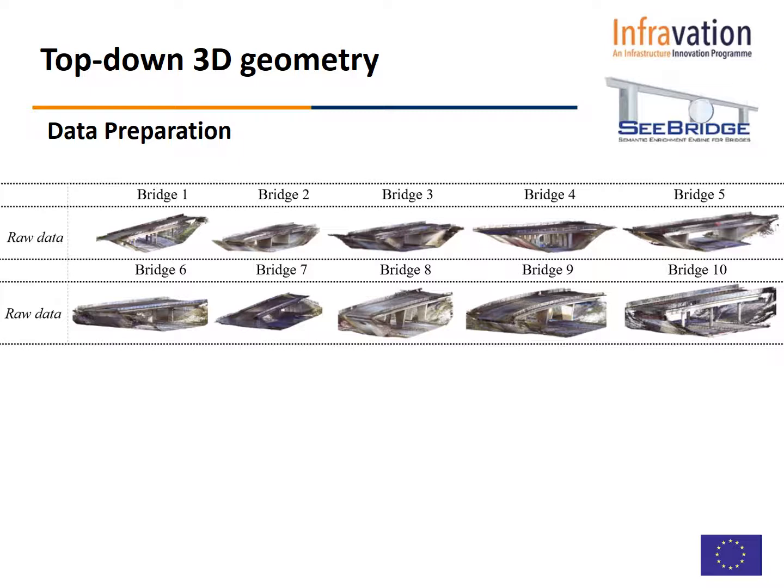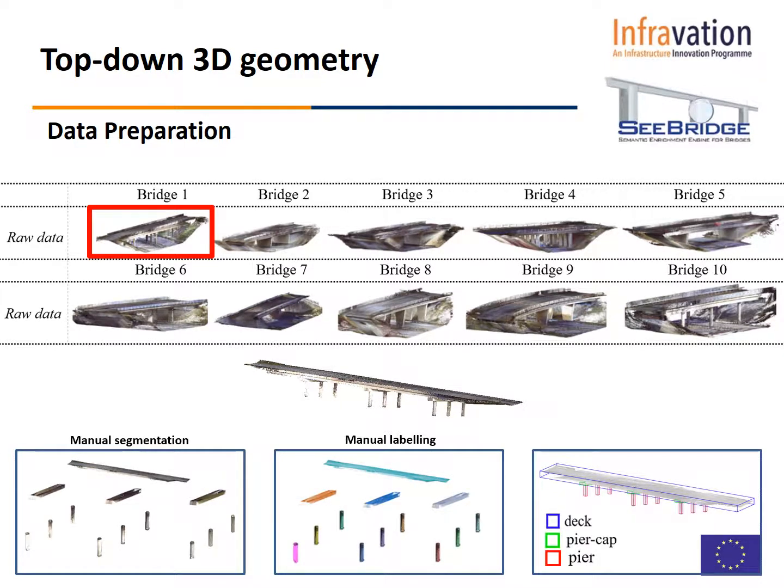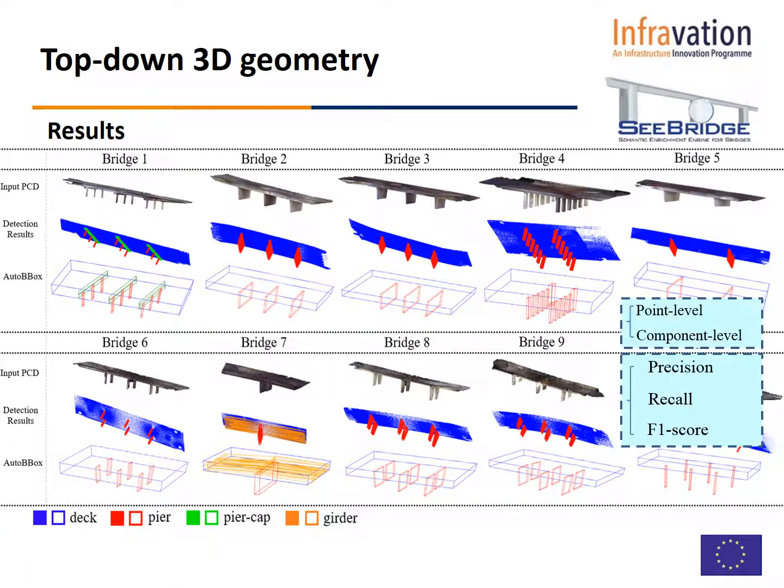Now, to assess the output of our methodology, what we need to do is actually create the ground truth. This was done by manually segmenting, manually labeling, and then using those labels to reconstruct coarse bounding box models of the actual bridge as depicted here. There's significant time savings.